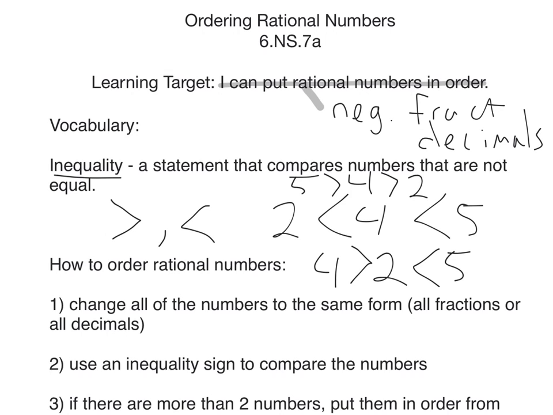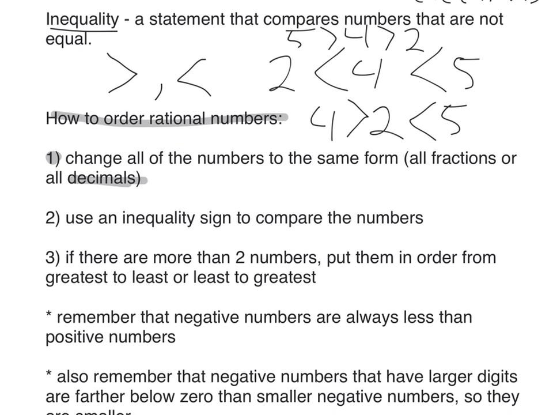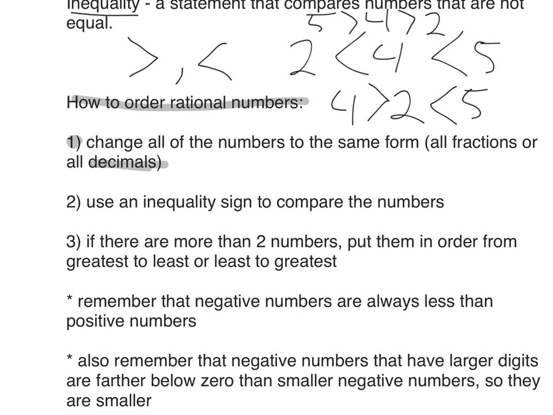All right, so how to order rational numbers. Step 1, change all the numbers to the same form, all fractions or all decimals. It's hard to compare one number that's a fraction with another number that's a decimal, and I'm going to recommend that you change them to decimals. Once you do that, you're going to use an inequality sign to compare the numbers. If there are more than two numbers, put them in order from greatest to least, or least to greatest.